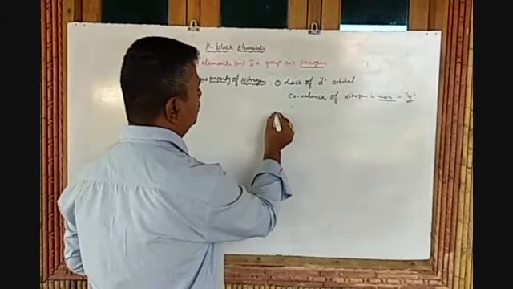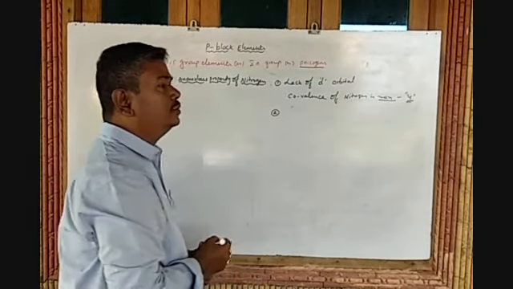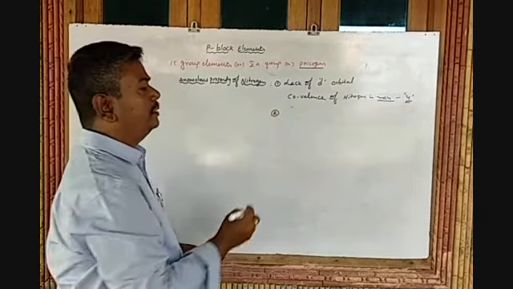The second thing is, due to the lack of d orbitals, what happened?